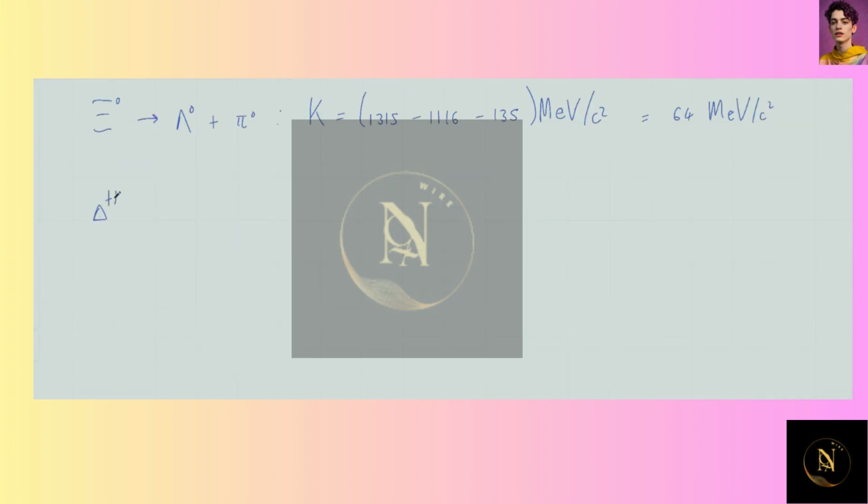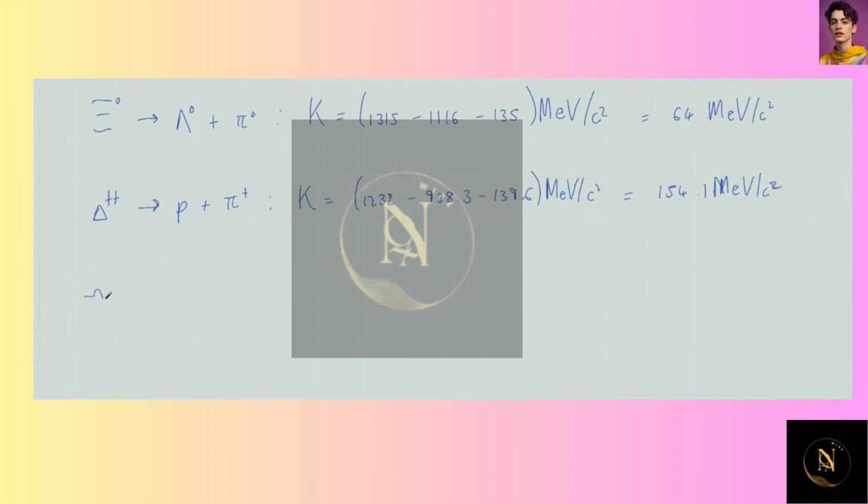For the delta plus plus particle, we have a proton plus a positive pion, and the kinetic energy is 1232 minus 938.3 minus 139.6 MeV/c², which is 154.1 MeV/c².